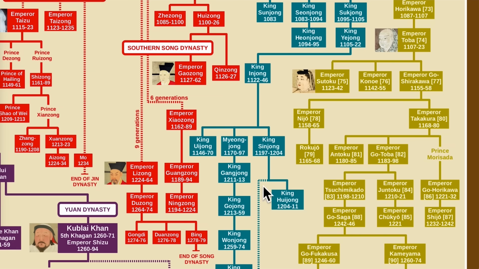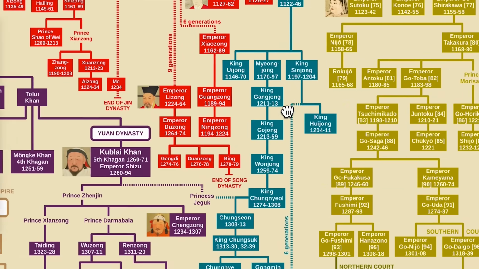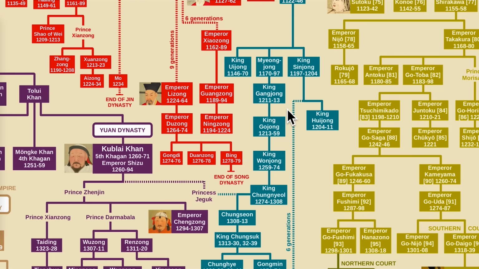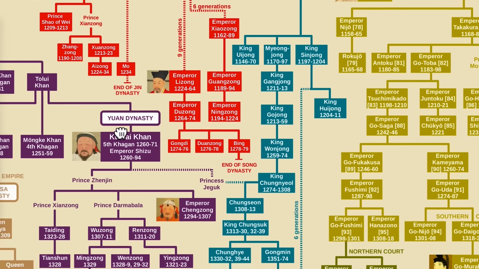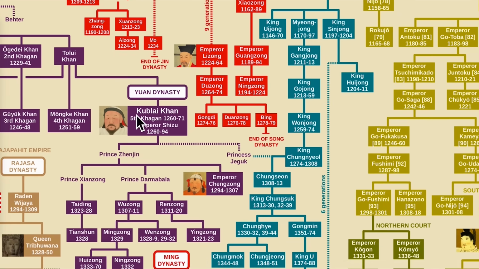But in the 1200s, Korea and the rest of Asia faced an even bigger problem, the Mongol Empire. The Mongols wreaked havoc in both China and Korea, but although they were able to conquer China and establish the Yuan dynasty, they never did officially conquer Korea.